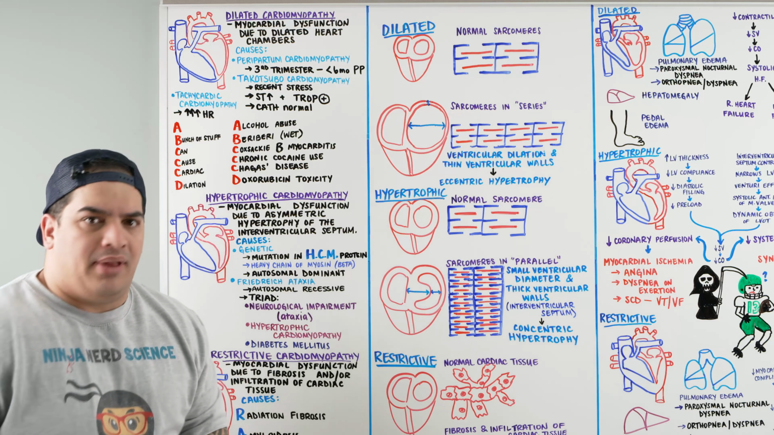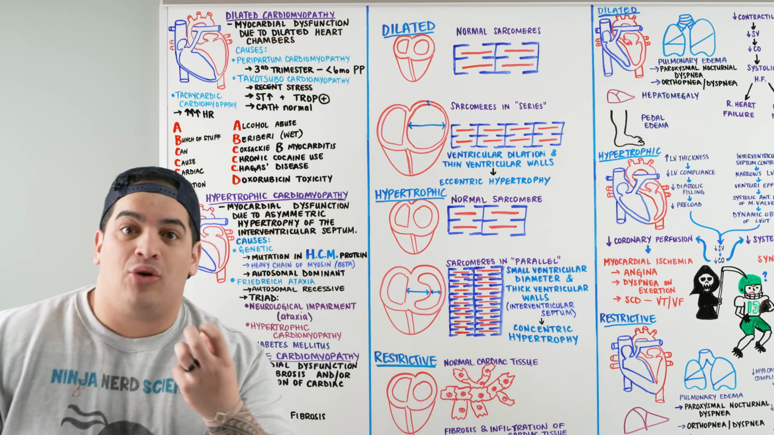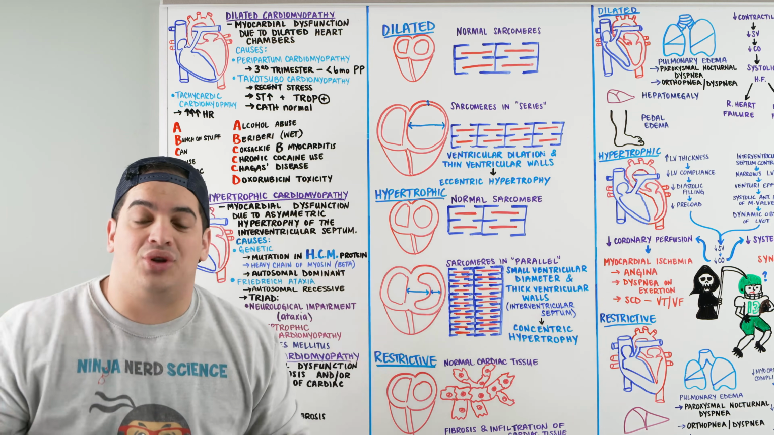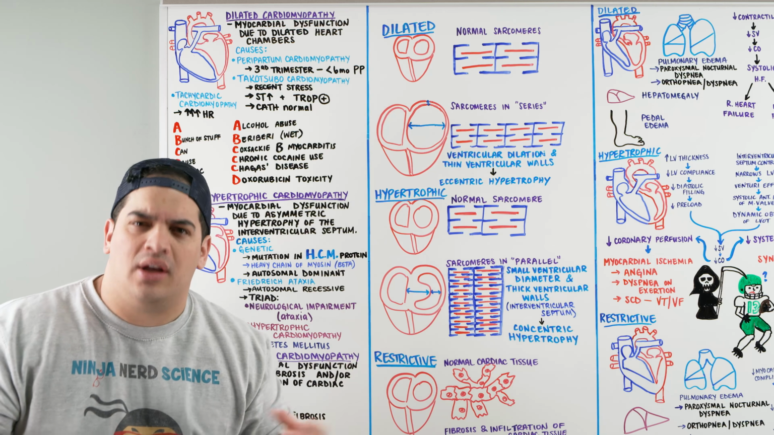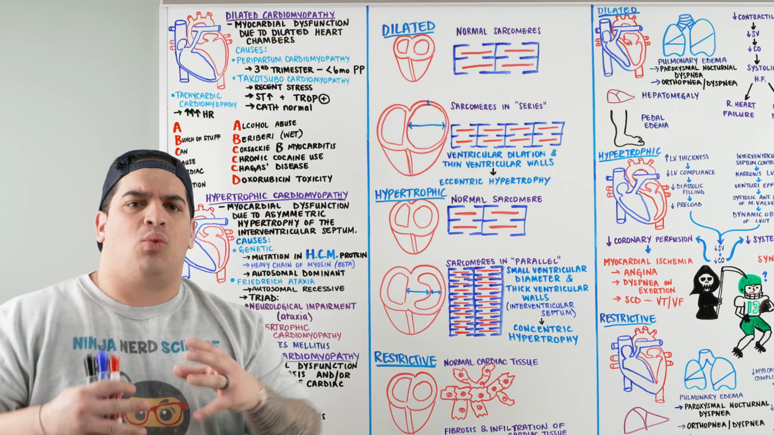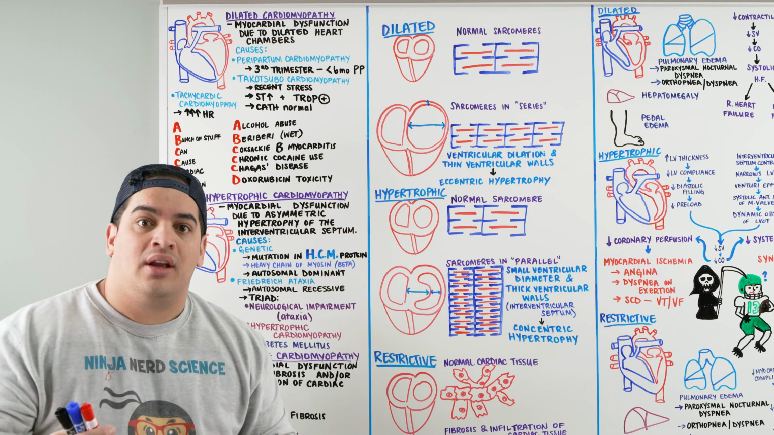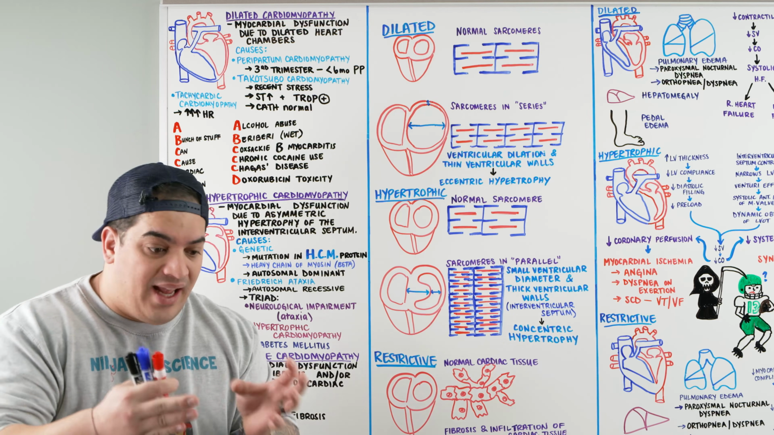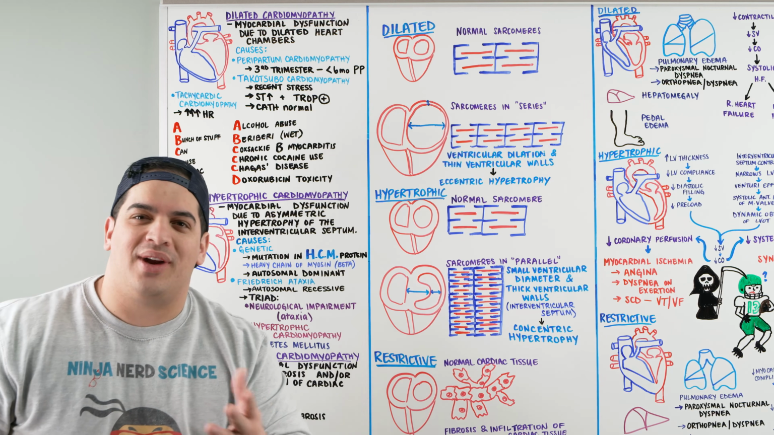So dilated cardiomyopathy is a dysfunction of the myocardium of the heart due to the dilation of the chambers of the heart, the atrial chambers, the ventricular chambers, right? Now, the question is what leads to this ventricular and atrial dilation of the actual chambers and thinning of the walls? That's a great question.